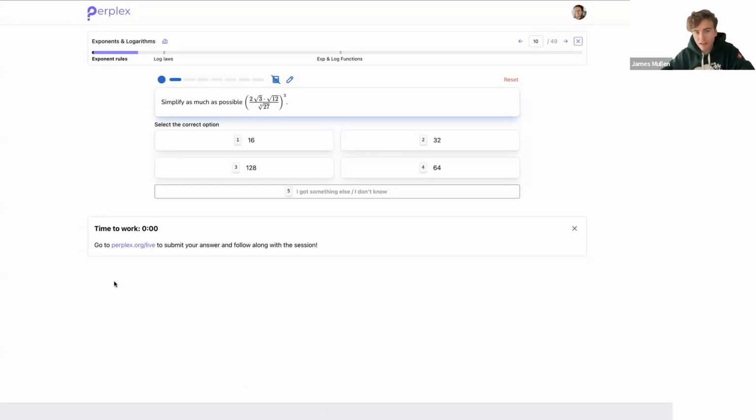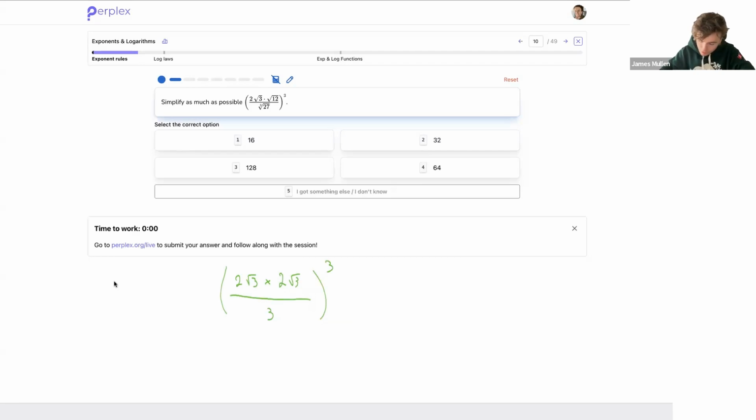I want to start by taking that root 12 in the numerator, and I'm going to write that as 2 root 3, because 12 is 4 times 3, and the square root of 4 is 2, which means in the numerator I actually have 2 root 3 times 2 root 3, and then in the denominator I have the cube root of 27, and that's 3. And I'm doing all of that to the power of 3.